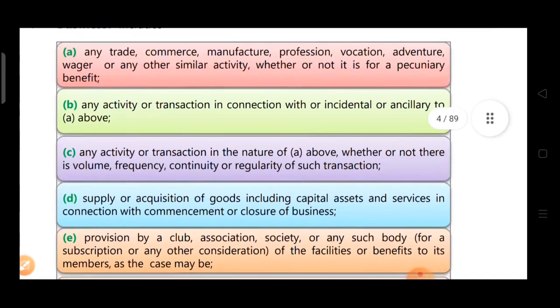The activities which are mentioned in point A, whether or not those activities have volume, frequency, continuity, regularity, they will be included in the definition of business. Means if they don't have volume, don't have frequency, don't have continuity, suppose a transaction is taking place only once, there is no continuity, there is no regularity in such a transaction, then also they are included in the definition of business.